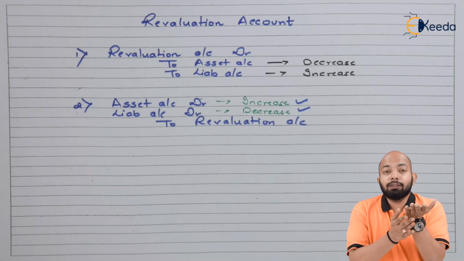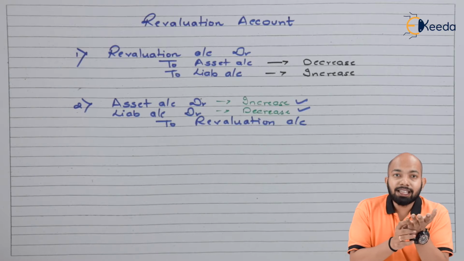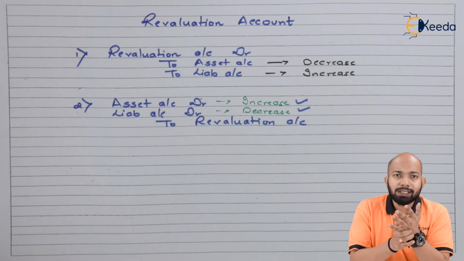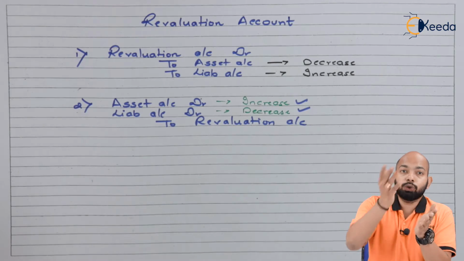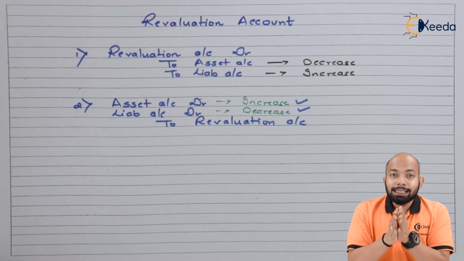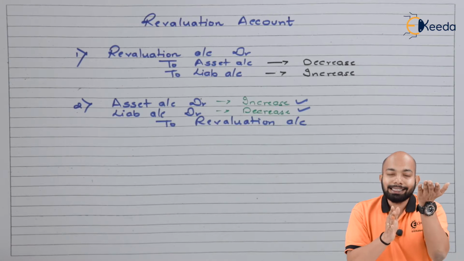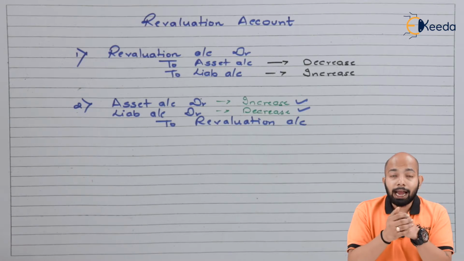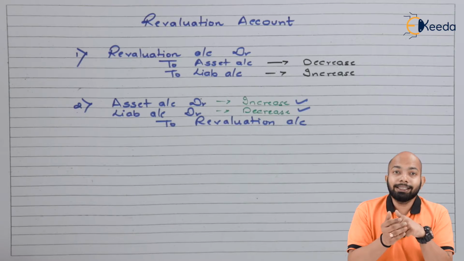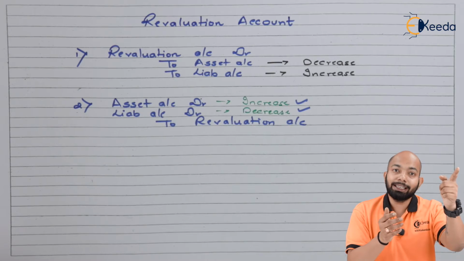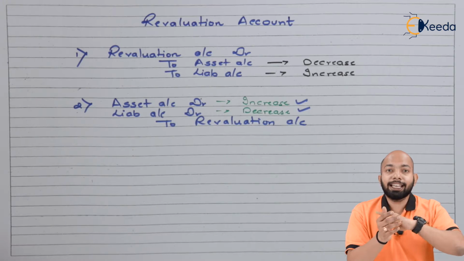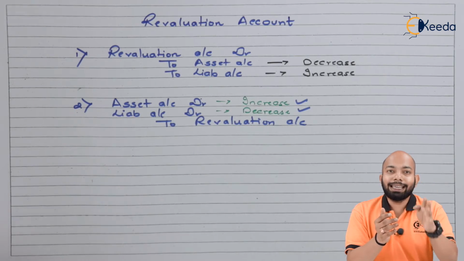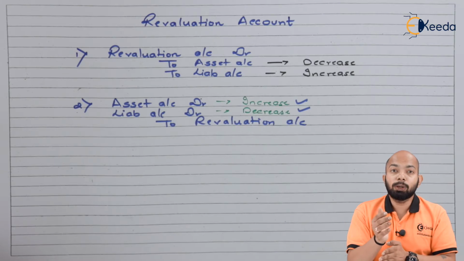So if the asset value of a building, let's take for example, was 10 lakh rupees, and after admission of a new partner, when the revaluation was done, we figured out the value of the building has gone to 12 lakhs, this scenario tells you that there is an increase in the value of an individual asset. So the revaluation account will be credited with the specific asset account being debited. Similarly, if the liability is paid off or the liability value is going down, then the liability will be debited and revaluation will be credited.